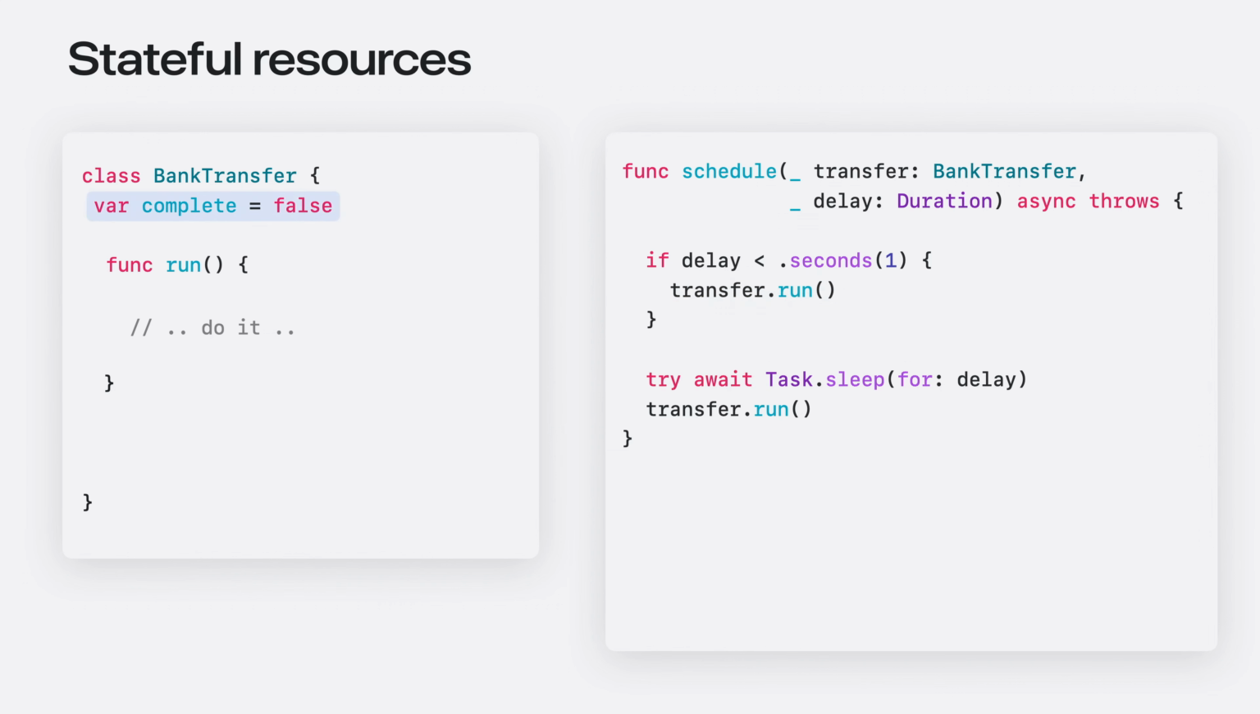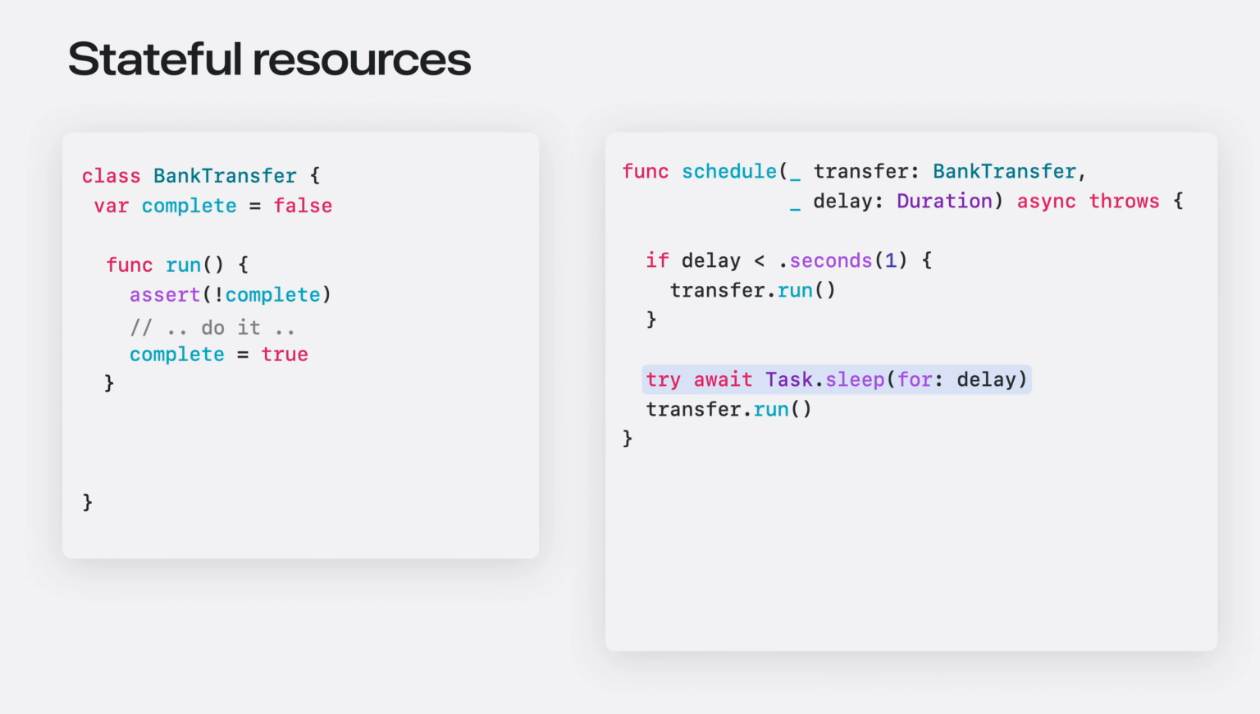Well, I can add a variable to track the state of the transfer, so that an assertion will catch attempts to run it again. But an assertion won't uncover a bug unless I wrote a test that hits it. So I might still have a bug like this, which could take down my backend service. In fact, there's another bug in this schedule function.